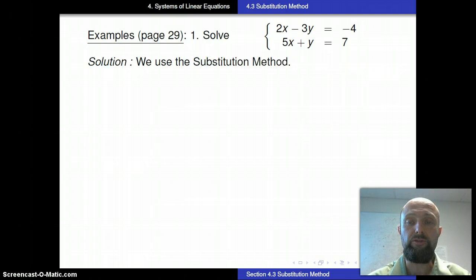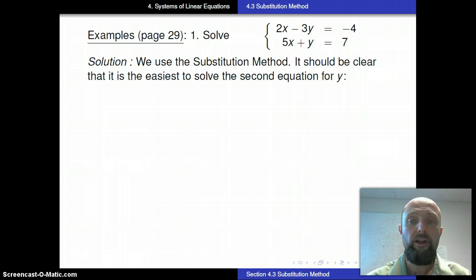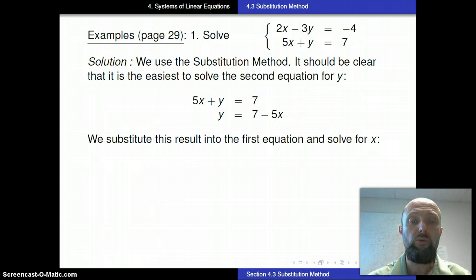We use the substitution method. It should be clear that it is the easiest to solve the second equation for y, as this will not involve fractions. So 5x plus y is 7. We can solve for y by moving 5x to the right. We subtract 5x from both sides. Y is 7 minus 5x. We substitute this result into the first equation and solve for x.